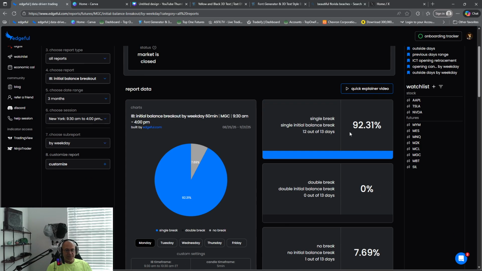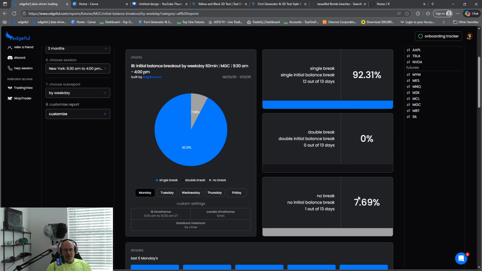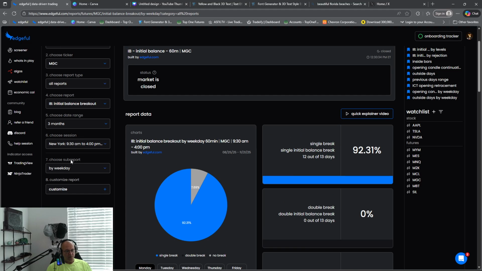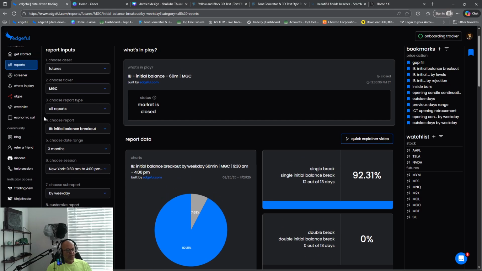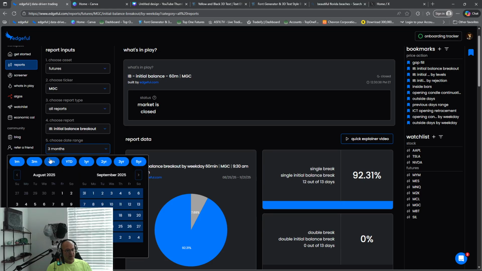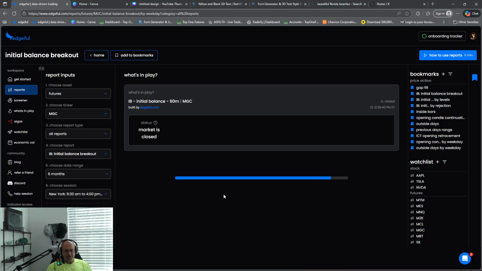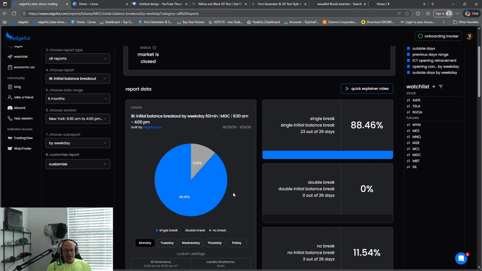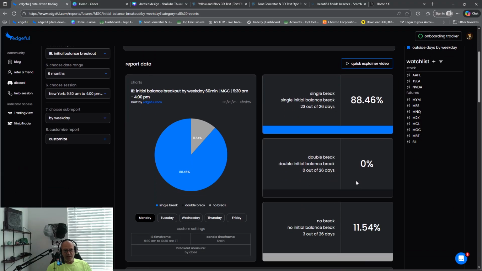Okay, so 92% of the time, with only almost 8% not breaking the initial balance range over a 3-month period. And we'll just take a look at that over 6 months. Okay, that is still a really good number. That didn't change a whole lot. We still had 0 double breaks on Monday for the last 6 months. So Monday is a very good day to trade this setup.